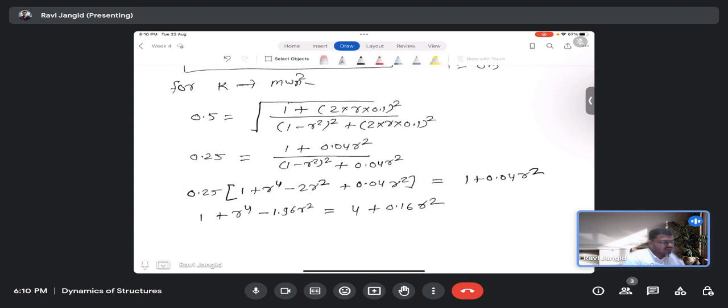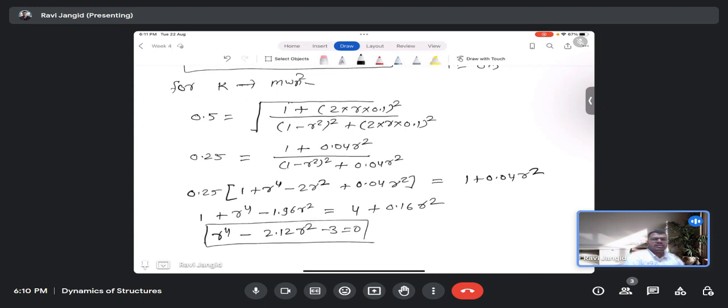Okay, if I take this to that side, 1.96 minus 0.16, so that would become 0.96 plus 0.16, that will be 2.12. So the final equation is r power 4 minus 2.12 r square minus 3. So this is your final equation.